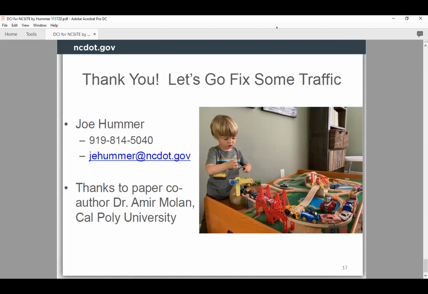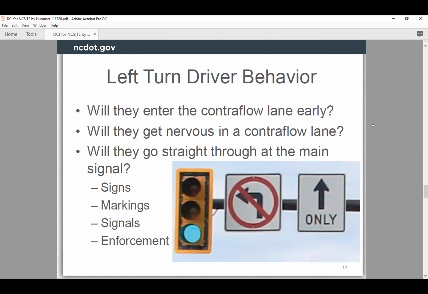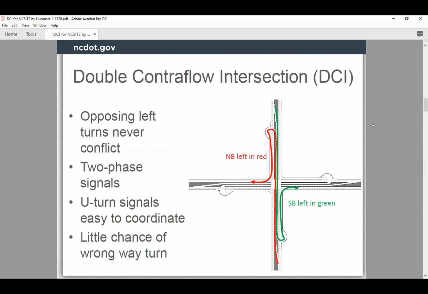Hey, Joe, we got a couple of questions in the chat, and you kind of touched on this when you talked a little bit about left turn driver behavior. We had a few questions about just the potential for illegal left turns at the main intersection, and just that, there wouldn't be much stopping folks from trying to just wait for a gap and make that left turn like they would normally expect to do. Can you speak to that a little bit?